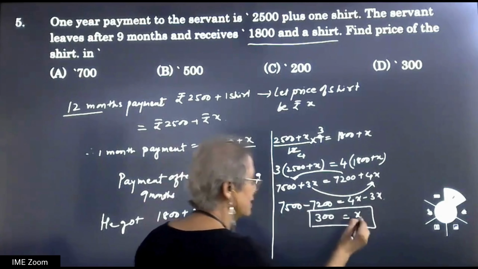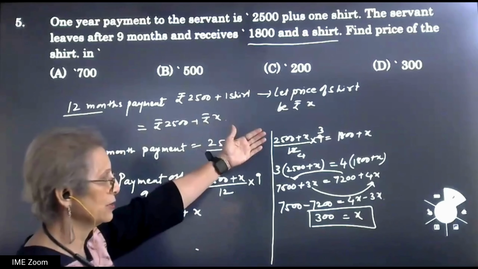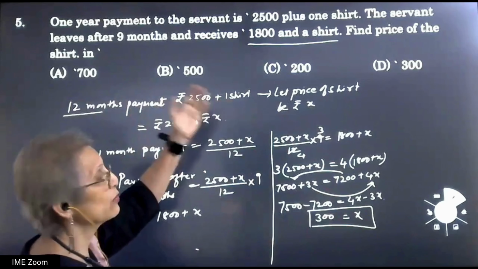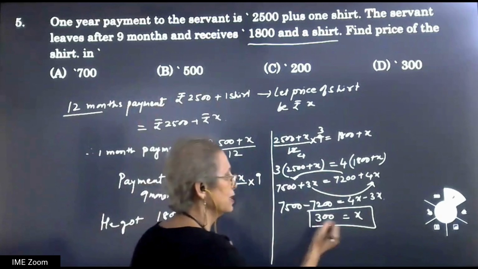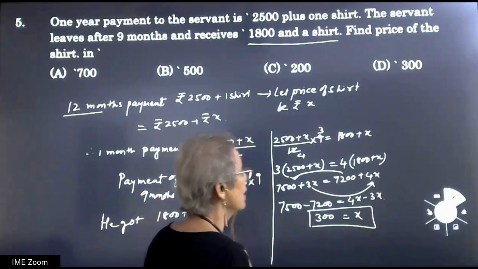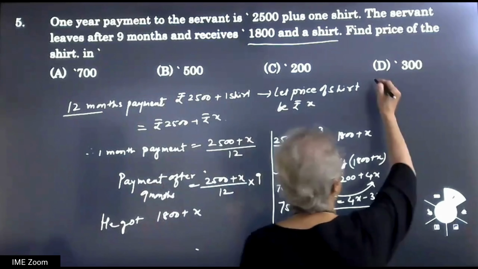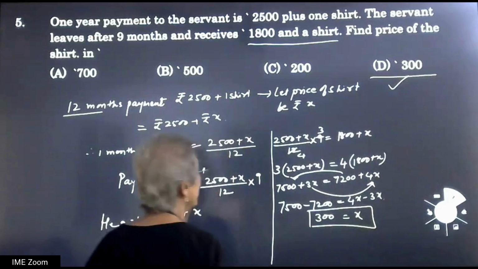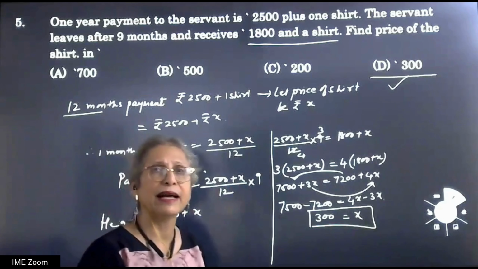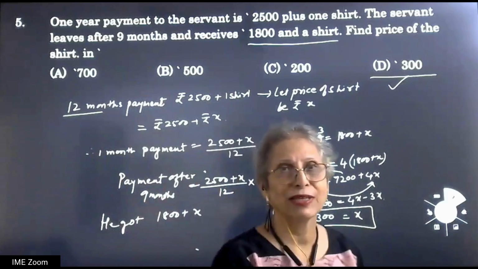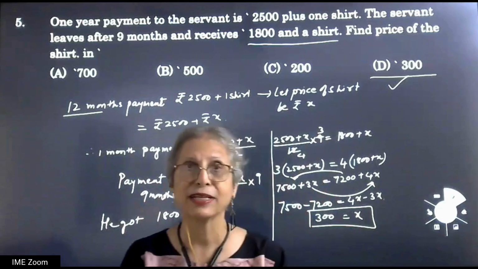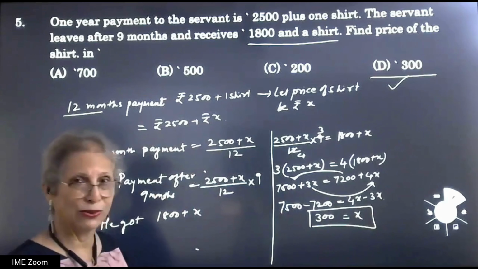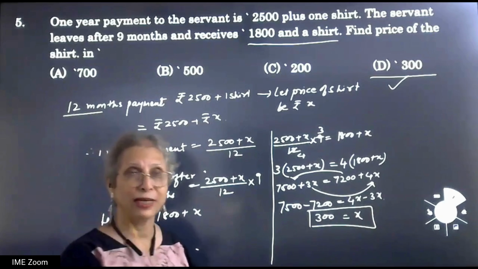So what is x? X is the price of the shirt. And therefore we got the price of the shirt, this is what we have to find out. Price of the shirt is 300 and therefore the option is D, that is 300. So these types of questions, any question can be converted into an equation using alphabet. We can form an equation and we can solve like this to get the unknown value. So letters are used for unknown values.